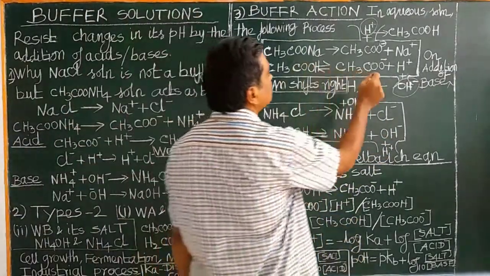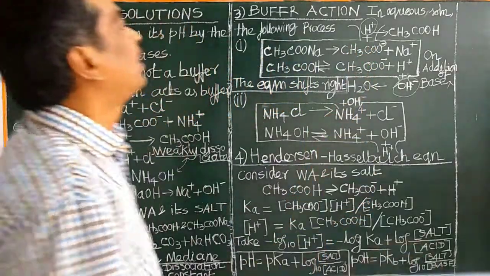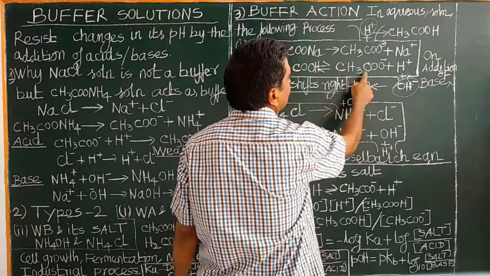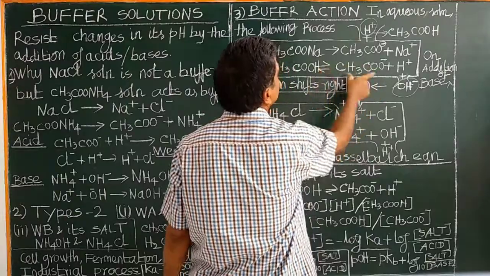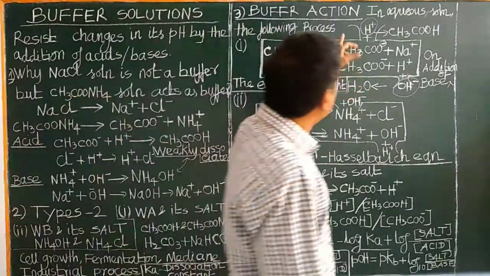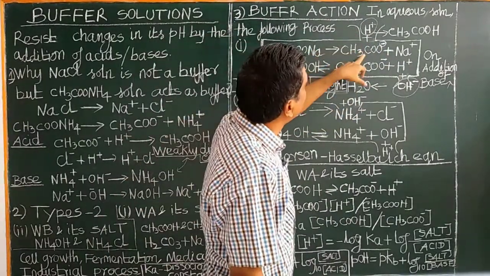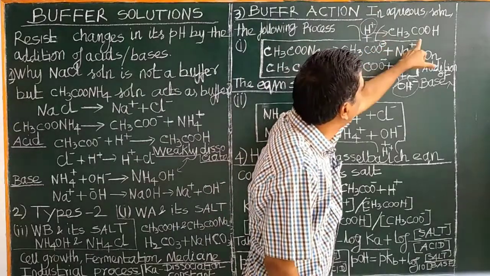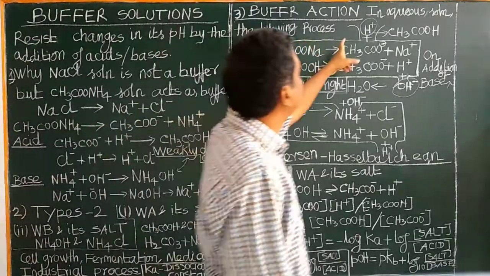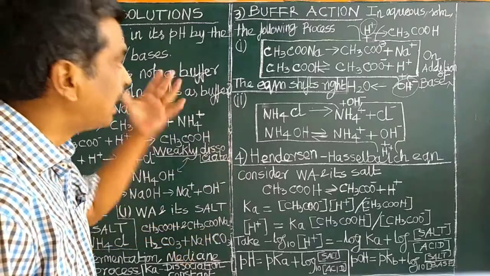The suppression of the degree of dissociation by the addition of a common ion is called the common ion effect. So, in the presence of excess acetate ion, the dissociation of the weak acid is suppressed. Now, on the addition of acid, H plus ion, the added H plus ion combines with the acetate ion to give weakly dissociated acetic acid. Similarly, there is no change in pH. It resists change in the pH on the addition of acid.